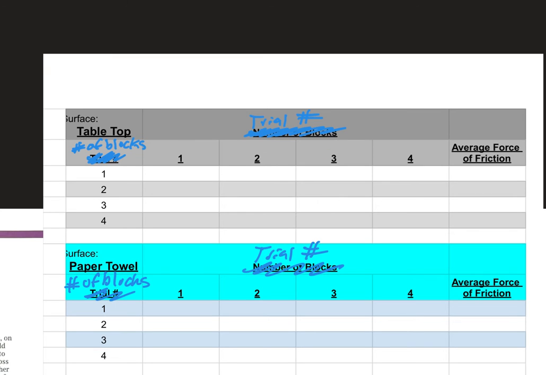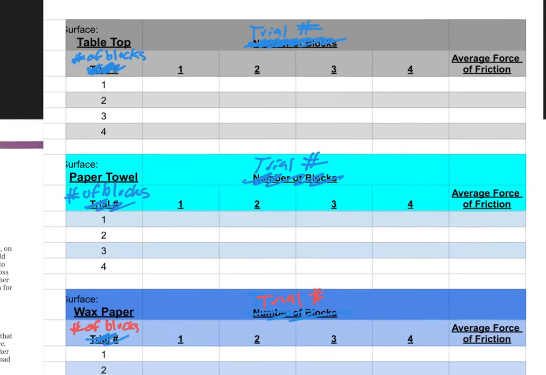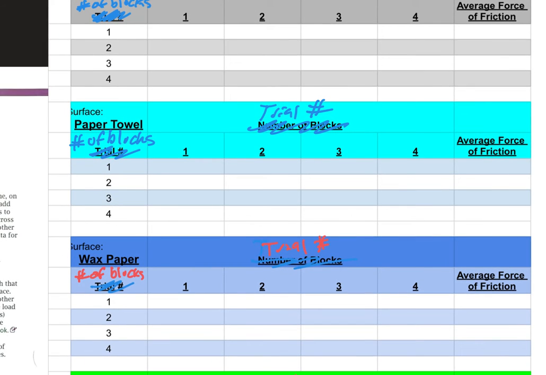We're going to go over the different trial information for each of these, and then we'll take the average of the force of friction. I'm going to scroll down through these. Pause the video as you get to each table, and you can copy these down on a sheet of paper. Here's the tabletop, pause the video to get that. There's the paper towel table, so pause the video to get that one.